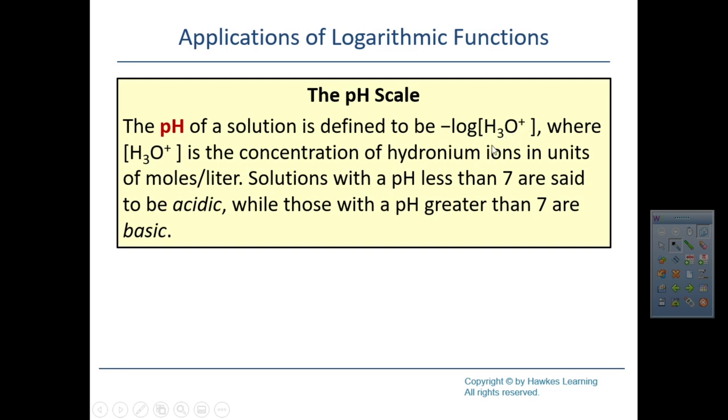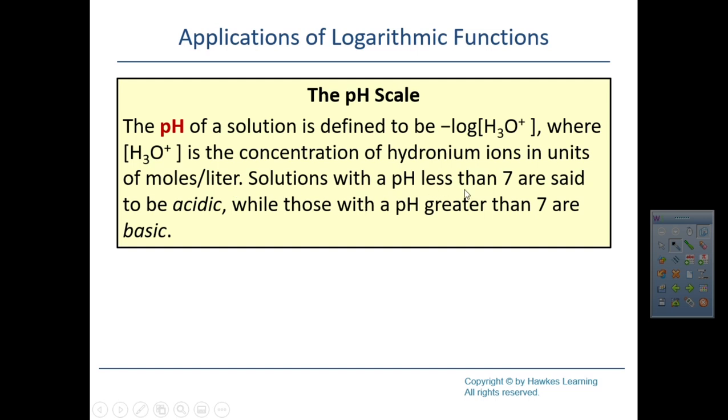So this is 3 hydrogens and an oxygen for you chemistry folks, right? Where H3O+ is the concentration of hydronium ions in units of moles per liter.